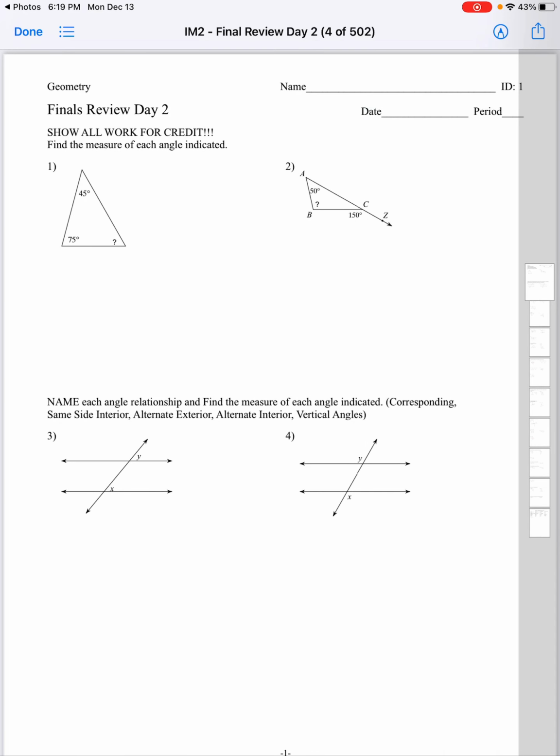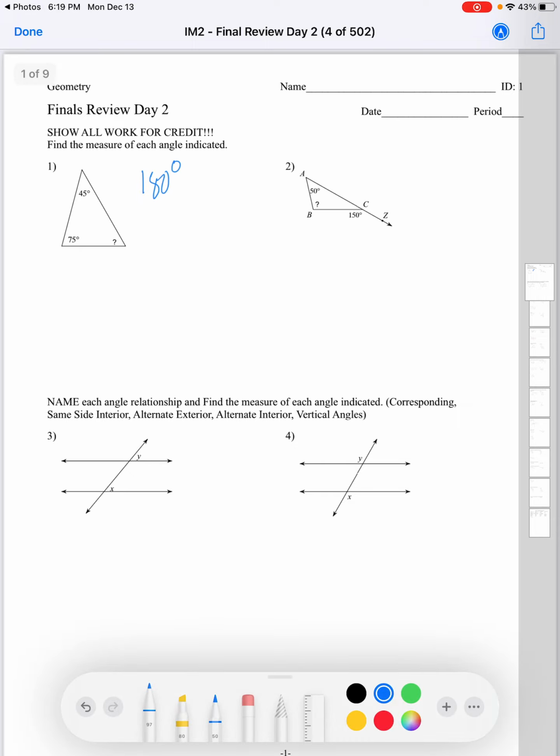All right, here's a summary of our finals review day 2. We know a triangle adds up to 180 degrees, so 75 plus 45 plus, we can call that x, equals 180. Combine those, we're going to get 120 plus x equals 180. Subtract 120. X is 60.